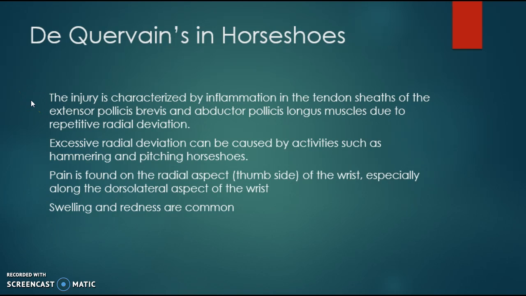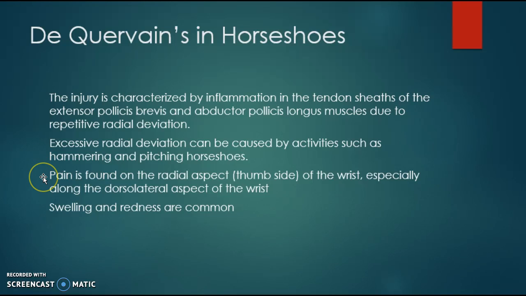So as I've already said, this injury is characterized by inflammation in the tendon sheath as opposed to the tendon itself of the extensor pollicis brevis and abductor pollicis longus muscles due to repetitive radial deviation. So if you were to imagine holding both palms out and then taking the thumbs away from the midline of the body, that is radial deviation if you move the whole wrist. This excessive radial deviation can be caused by activities such as hammering and pitching horseshoes.